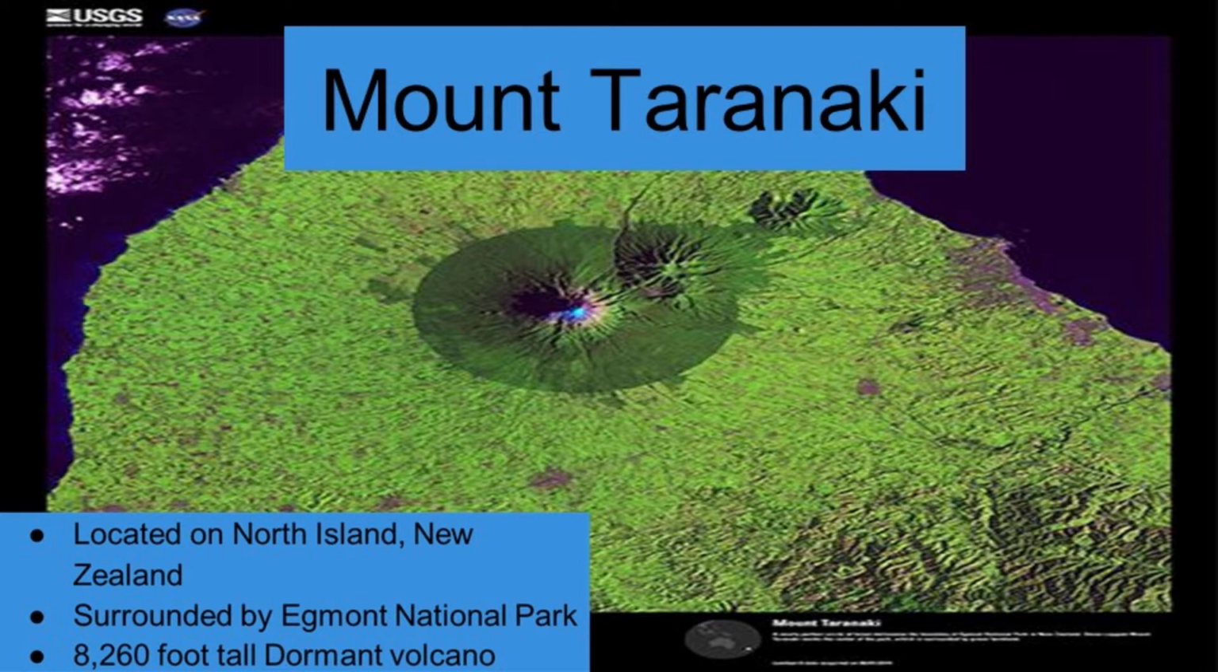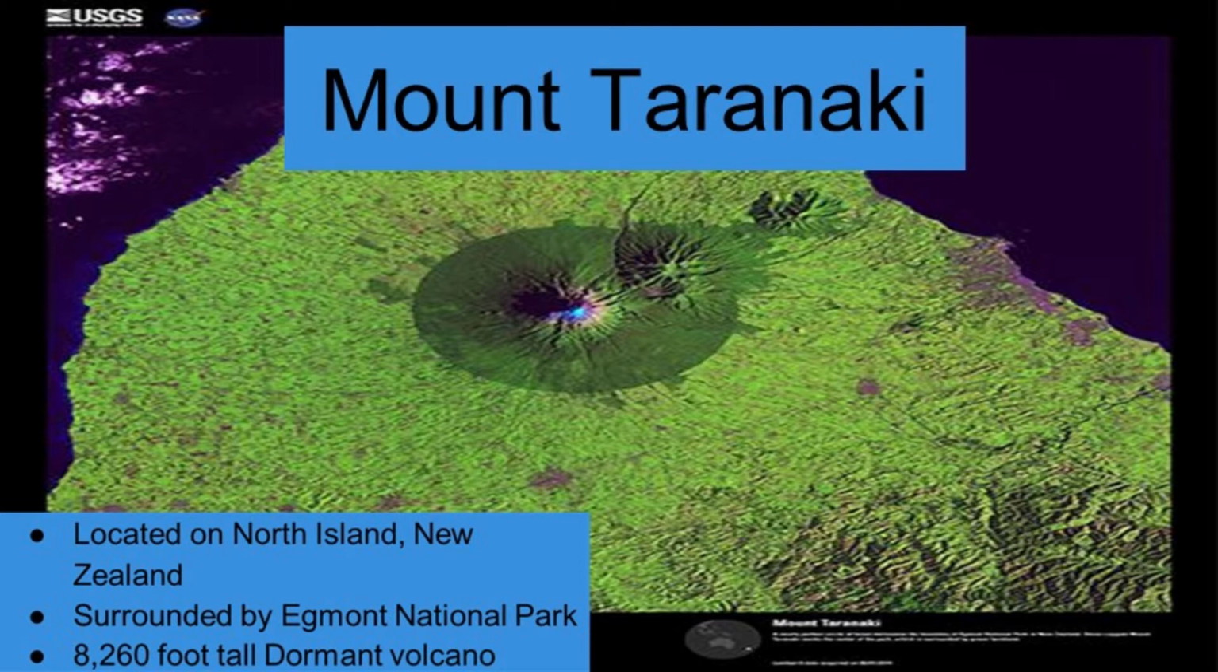What is Mount Taranaki? This is actually a dormant volcano rather than just a normal mountain. It is located on the Taranaki Peninsula on the North Island of New Zealand. It is surrounded by the Egmont National Park, and in this image, it is that darker green, almost perfect circle around the mountain.